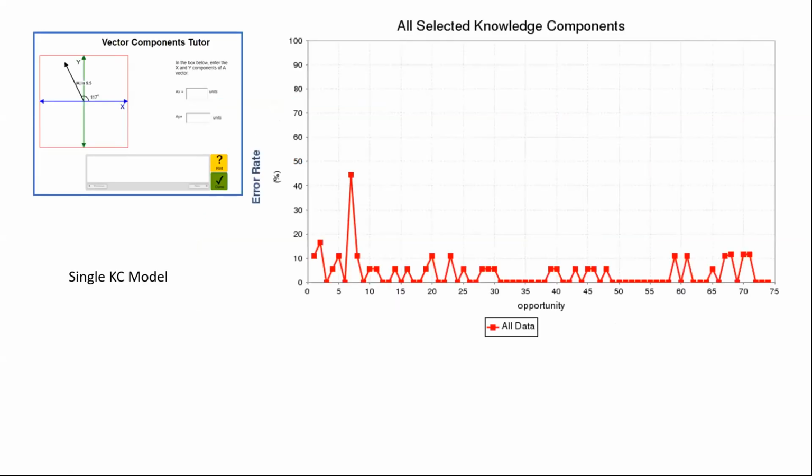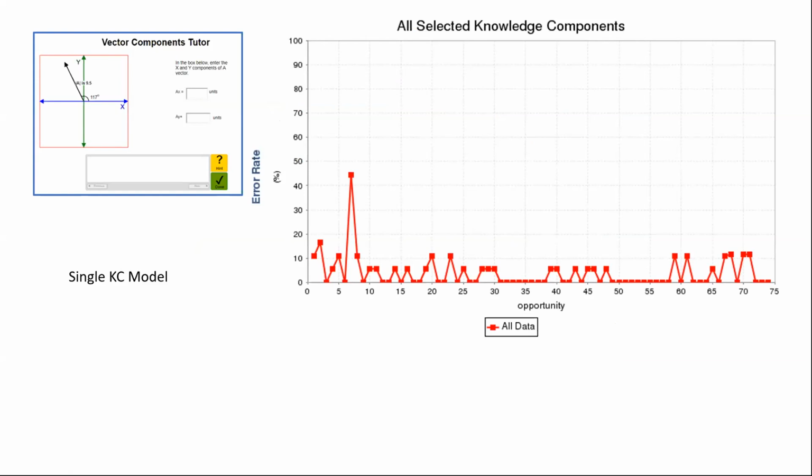While measuring the learning curves, initially, we assumed that doing the X and Y components correctly is one single skill. So we used a single knowledge component model. And we found that the learning curve looks haphazard. It's choppy, it's not regular. So obviously something is wrong in terms of splitting the exercise into knowledge components.